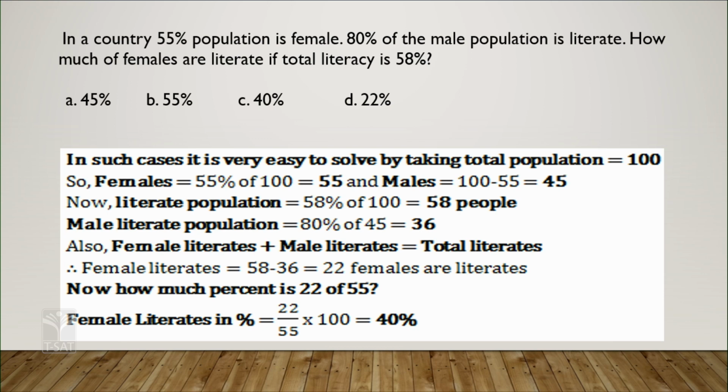So, you have to calculate 80% of 45, that is 36, means 36% of people are literate. How much female are literate? Total literacy is 58%. Out of 58%, as you know, 36% is male literacy. So, 22% will remain, correct? Means you have to calculate, that is 22 out of 55, how much percent is it? 22 by 55 into 100, obviously 40%.